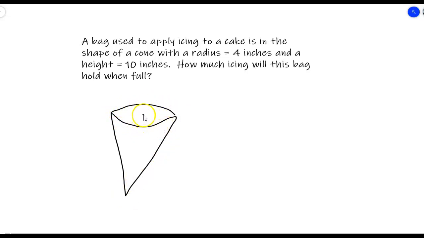And it gives us, so if you go to the center of the circle on the top and you go to the side here, this is our radius, right? From the center of the circle to the side. So the radius is equal to 4 inches. And the height of this is equal to 10. And they want to know how much icing we can put in the bag when full. So that's a three-dimensional space they're asking about. So that's going to be a volume. Whenever they're asking about a three-dimensional space like this, we're talking about volume.